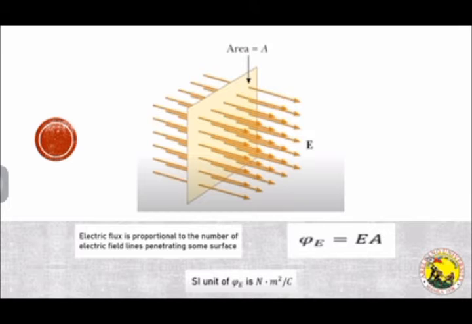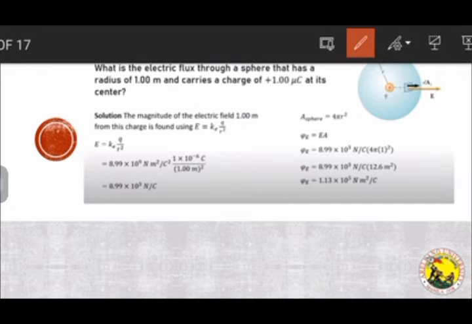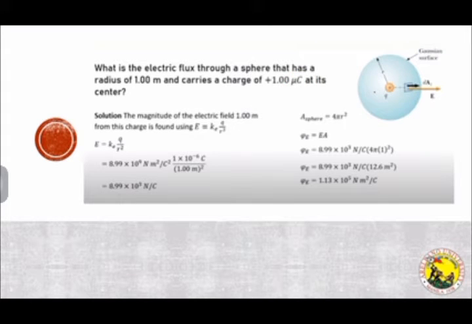So we have an example here. What is the electric flux through a sphere that has a radius of 1 meter and carries a charge of +1 microcoulomb at its center? This symbol is called microcoulomb.